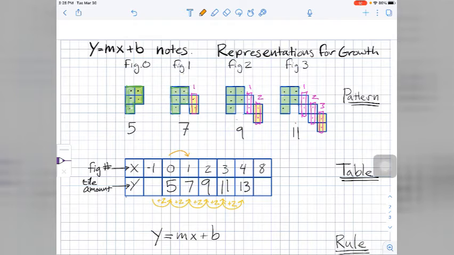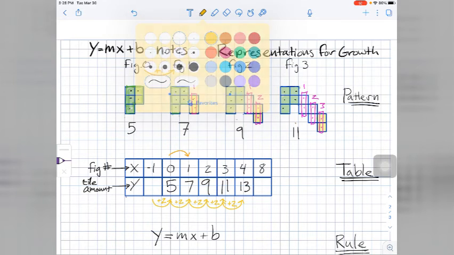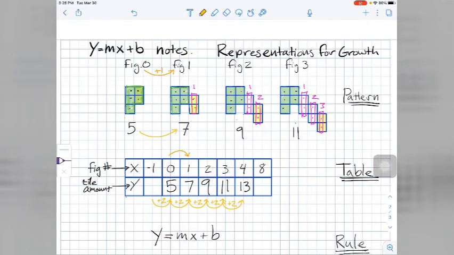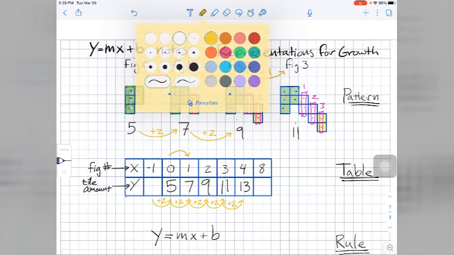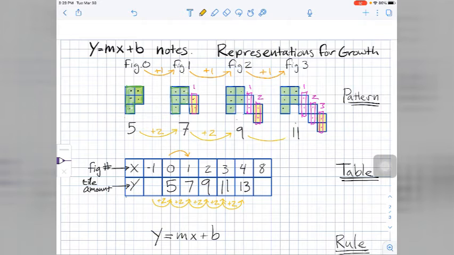When the figure number is increasing by plus 1, the tiles are increasing by plus 2. So there's a relationship here: the tile number is always increasing by twice whatever the figure number is increasing by. Every time a figure number increases by 1, tiles increase by 2.